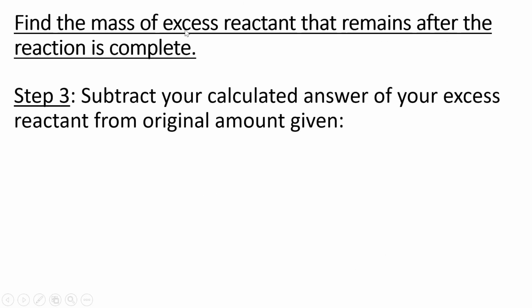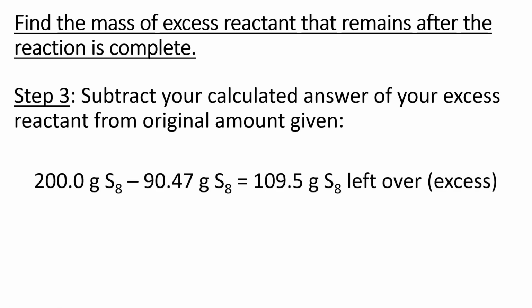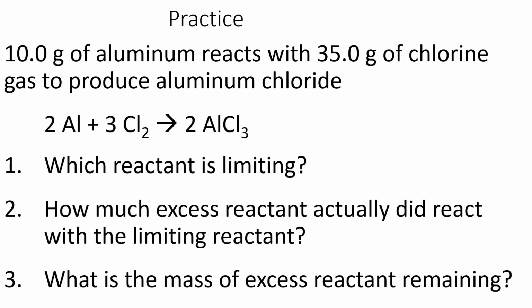Now we get to the third part. It says find the mass of the excess reactant that remains. So how much is actually left over after the reaction is complete? So we subtract our calculated answer of your excess reactant from the original amount given. So the original amount given was 200 grams of S8, and we just calculated 90.47 grams of S8. So we subtract those two, and you get the 109.5 grams of S8 left over. So that is your excess reactant that you have.